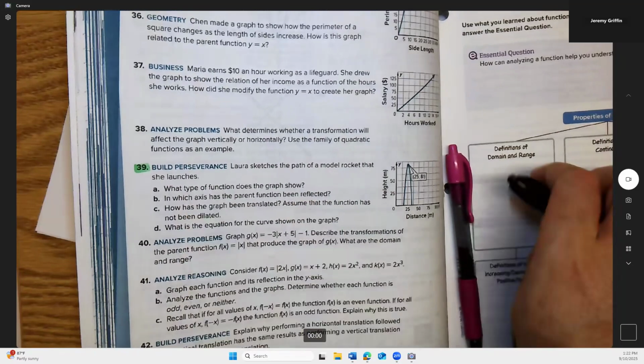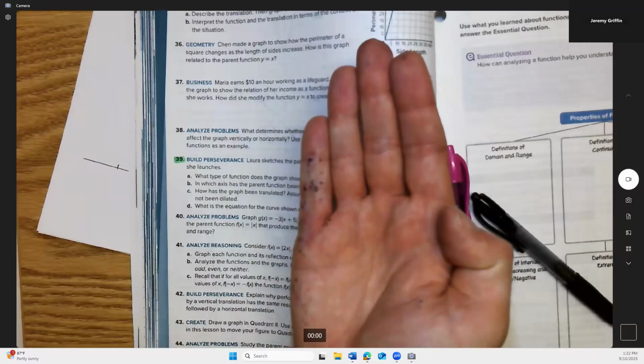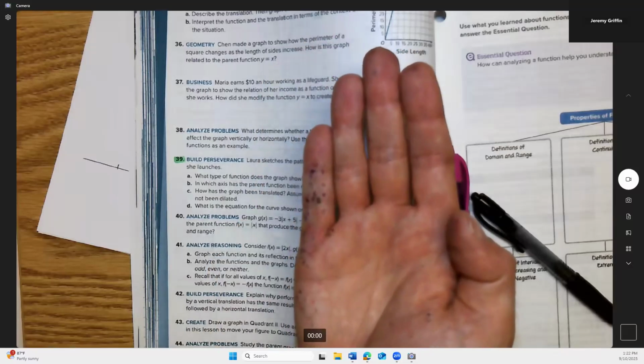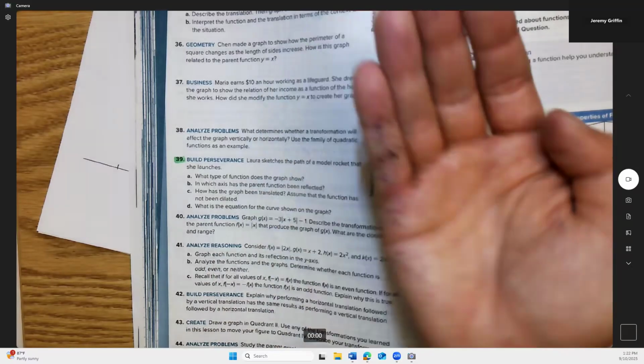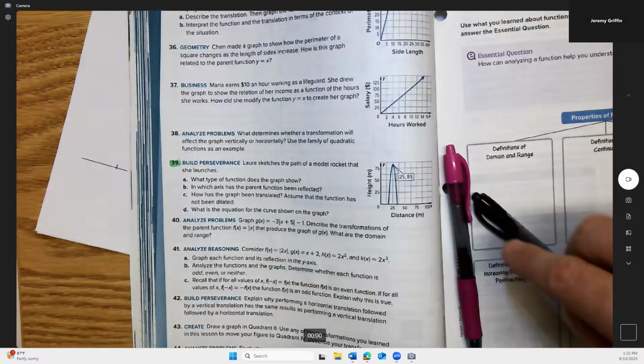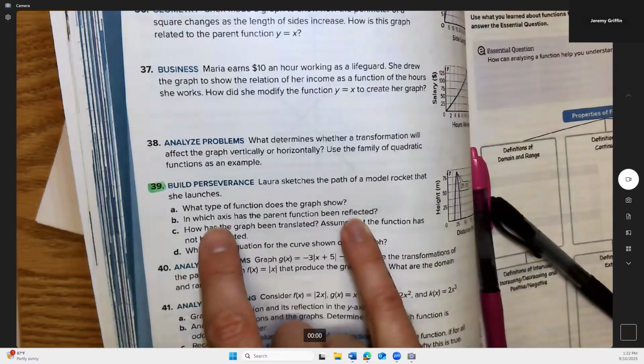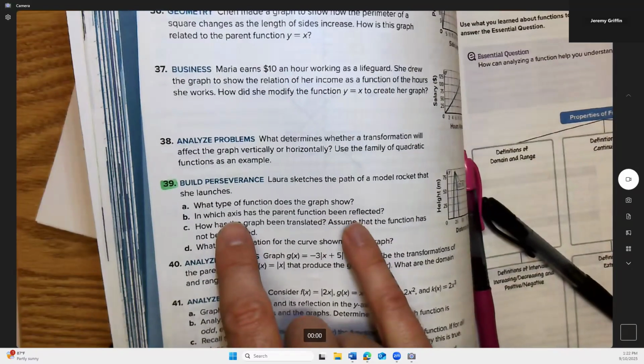Ooh. Now, if you take a parabola and you flip it over the y-axis, the vertical axis, well, it just becomes itself. So that doesn't really do anything. But if you flip it over the x-axis, it turns upside down, which makes it look kind of like this. So it's been reflected over the x-axis. The parent function has been reflected over the x-axis.